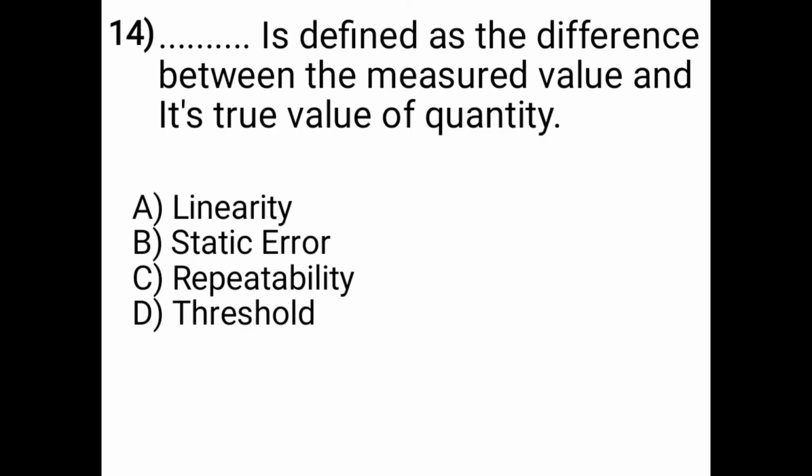So the next question is: dot dot is defined as the difference between the measured value and its true value of a quantity. Options are A, linearity; B, static error; C, repeatability; and D, threshold. So the correct answer is option B, static error. Static error is defined as the difference between the measured value and its true value of a quantity.